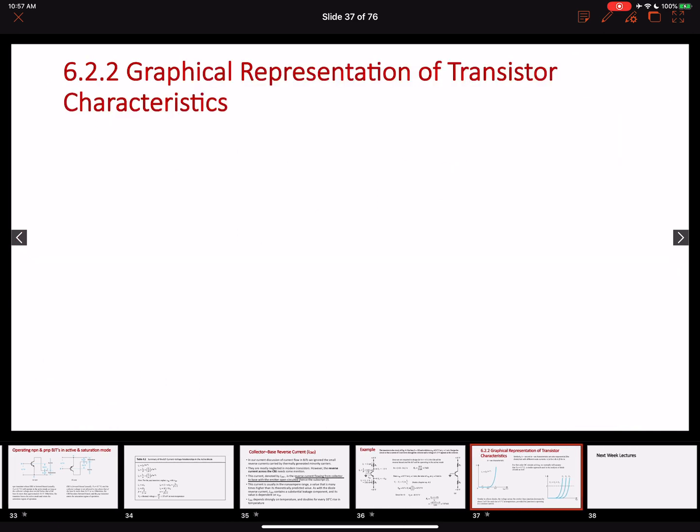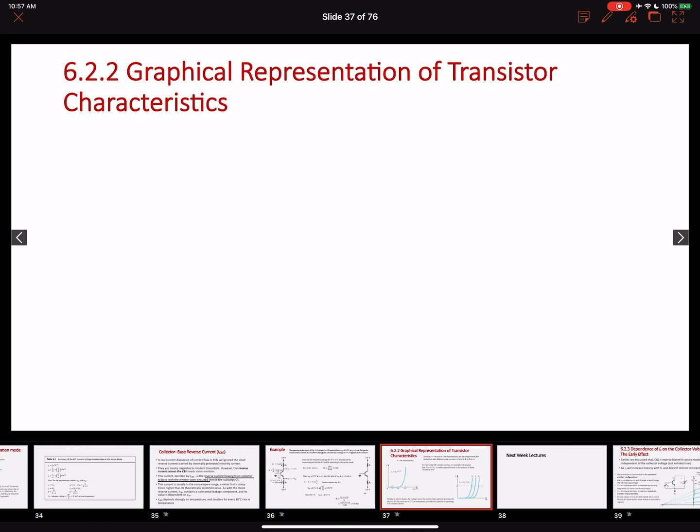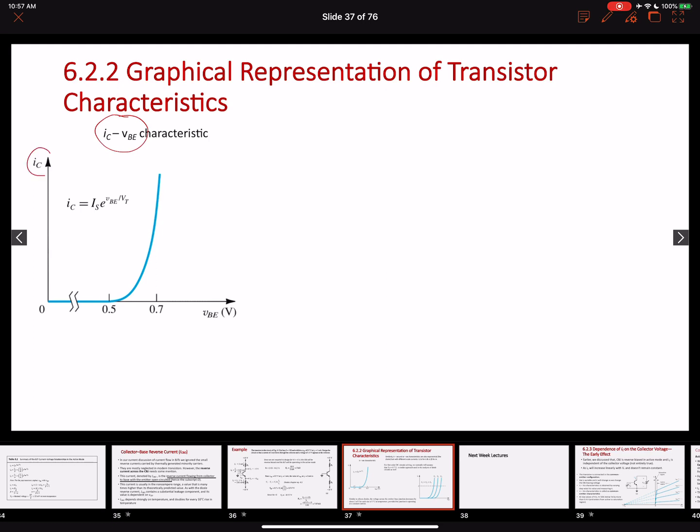Okay, our last topic for today's lecture is this. I want to very quickly show you the IV characteristics of the transistor. Right, so this is the IC versus VBE characteristics. Here is my collector current, and here is the base to emitter junction voltage. So this is the potential or the voltage that will appear across the base to emitter junction.